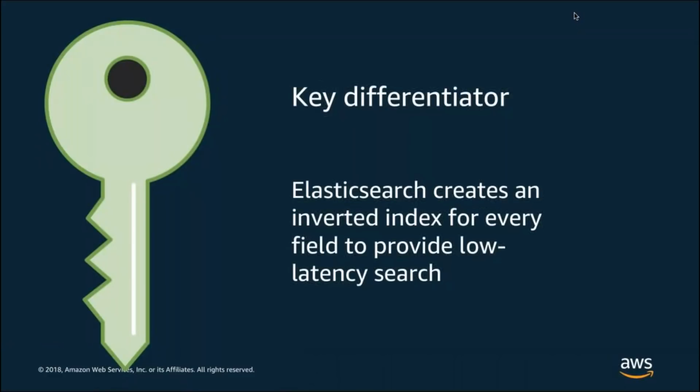So one of the key differentiators that Elasticsearch has with respect to DynamoDB is that Elasticsearch creates an index across every single field in the document in order to support low latency, high throughput search on all of the fields of a document.